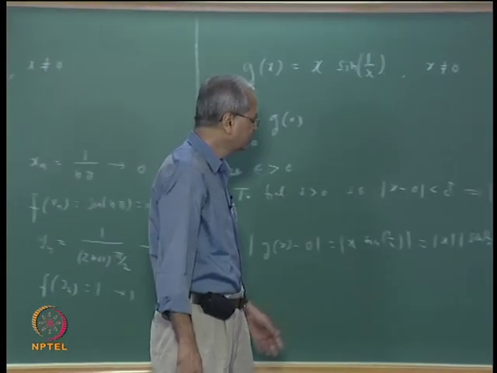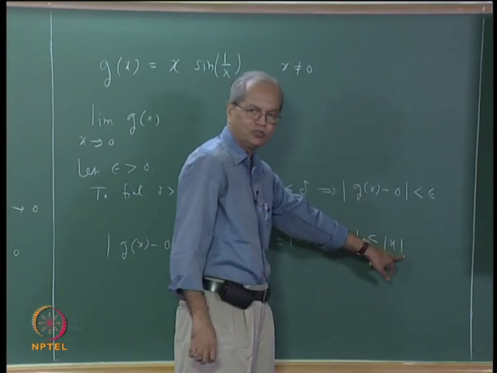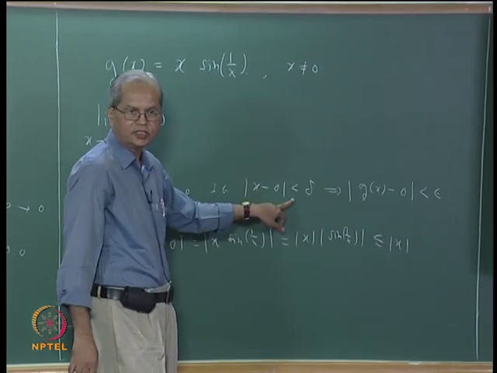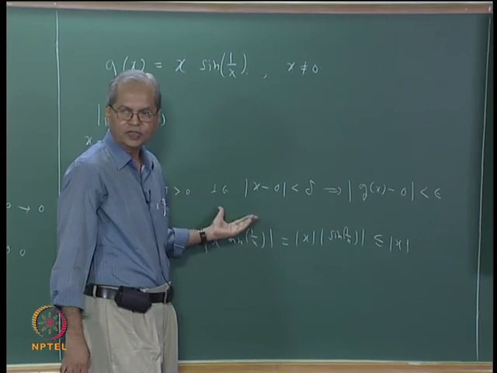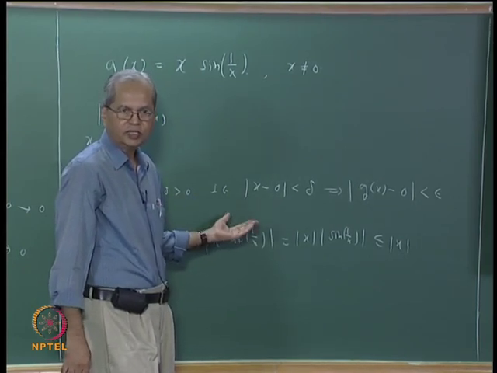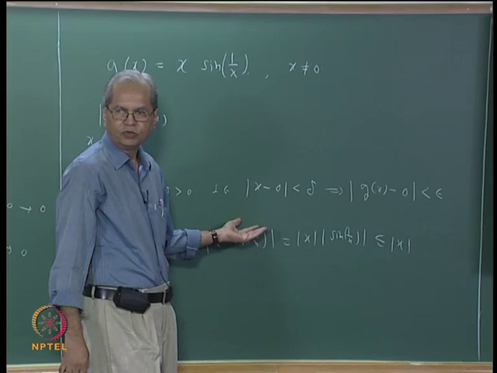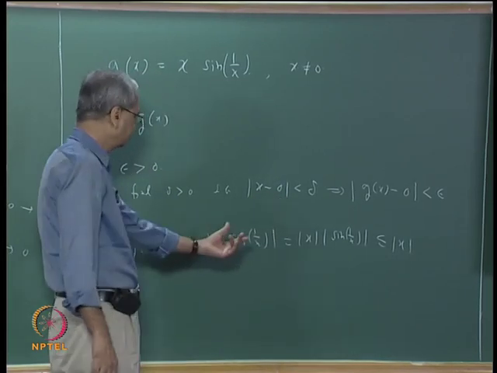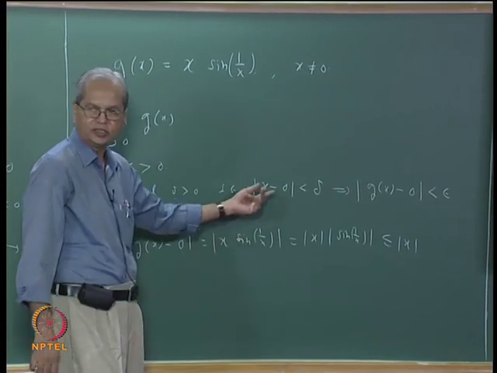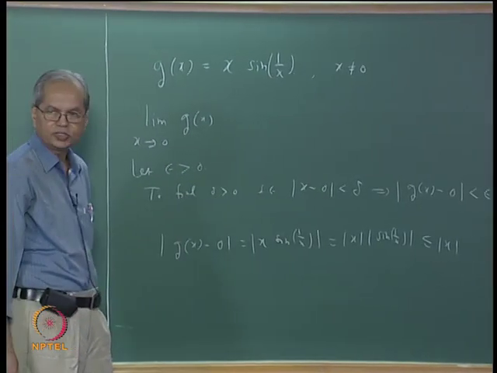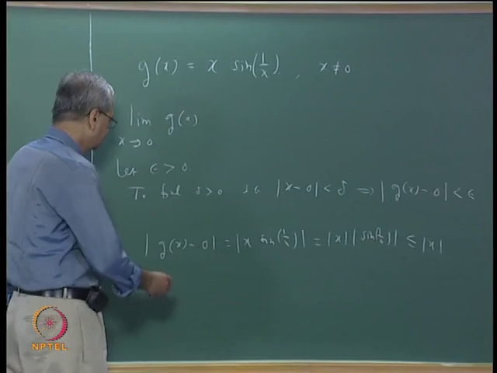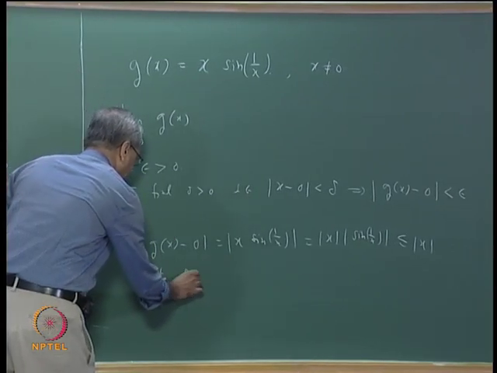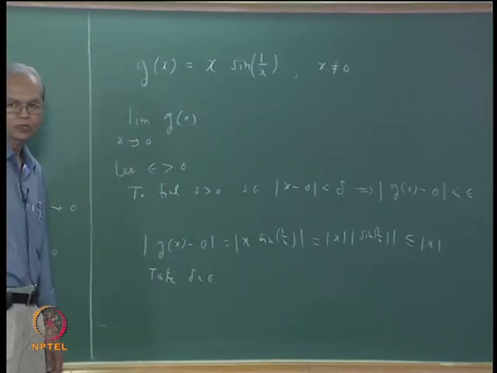So what we want is that this mod x should be less than epsilon whenever mod x minus 0 is less than delta. Now the choice of delta is obvious. We can just take delta equal to epsilon. So whenever mod x minus 0 is less than delta, mod g(x) minus 0 is less than epsilon. So just take delta equal to epsilon and this works.